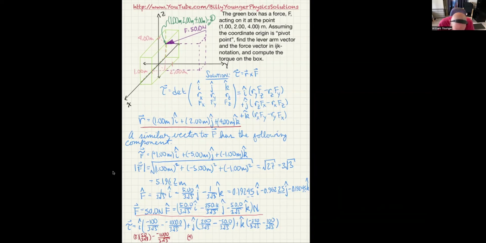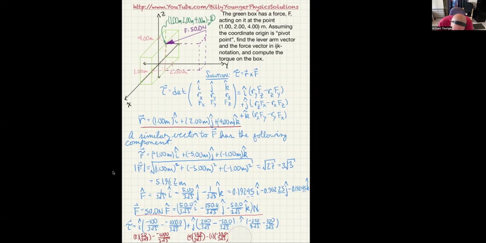And Fx is the 50 over 3 root 3. And then we're supposed to subtract from that Rx times Fz. So Rx we know was 1 times Fz, we know was negative 50 over 3 root 3. And that should give me 200 minus 50. Yep, minus minus gives you plus. Yep, that works.